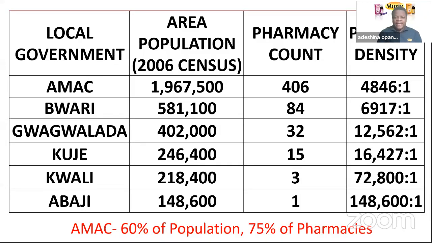So look at the Amac analysis I did this morning. I said 60% of Abuja population is in Amac. However, 75% of pharmacies are in Amac. And so that shows us now that we have left the other opportunity areas and we're all concentrating in one place.